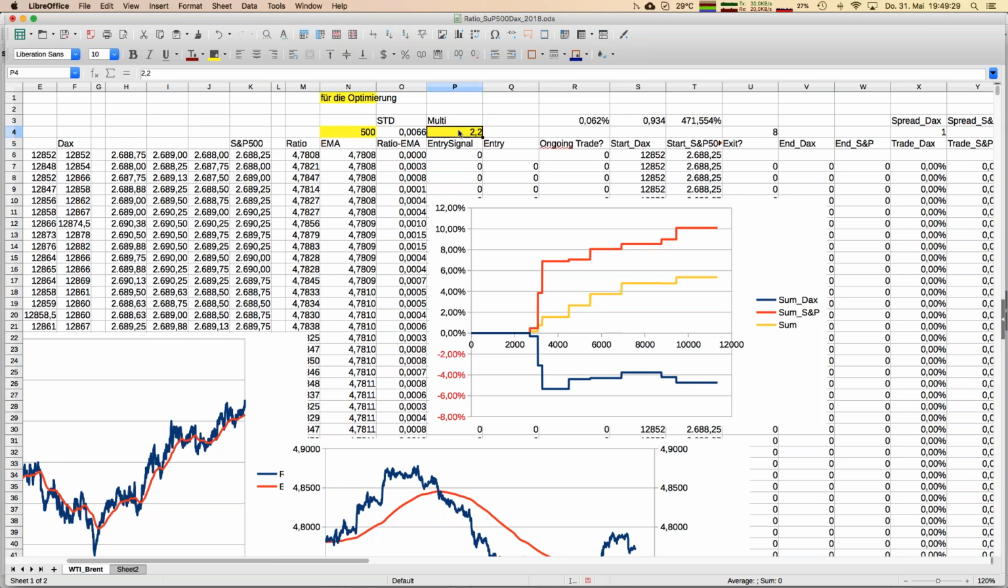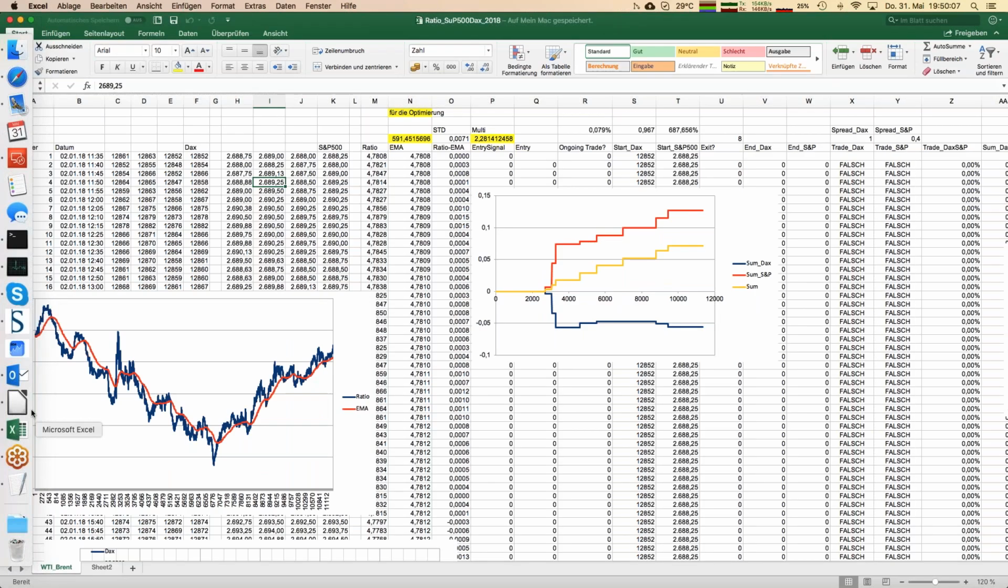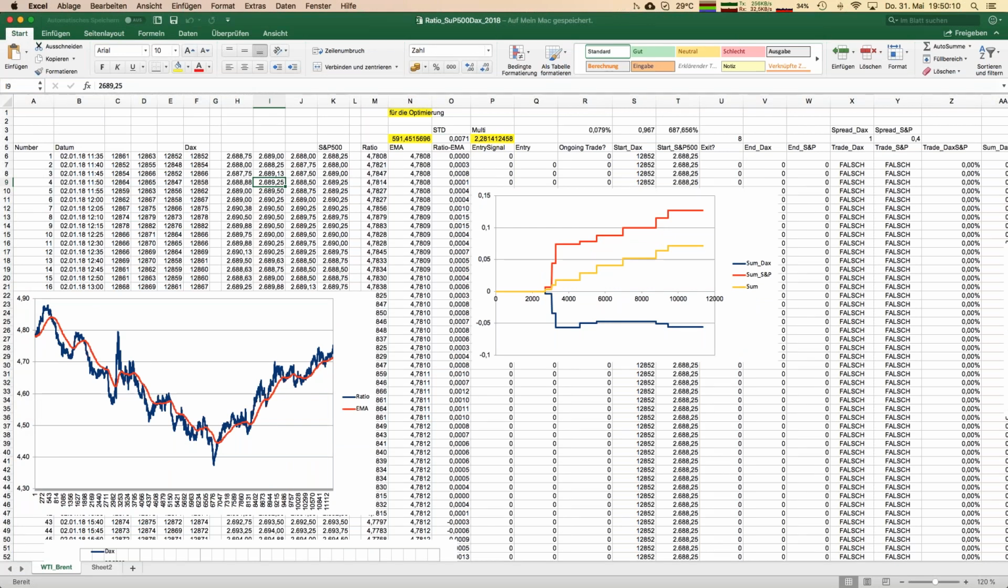We can change the EMA, we can change that multiplier, but what we can do as well is do it automatically. And that's what I want to share with you as well. Maybe just to mention, I always do everything in LibreOffice, which is an open source variant of Excel. But unfortunately, if you want to use that automatic optimization tool, you need to install Java, which I don't want to do, and therefore I go for Microsoft Excel. That's the only thing I do in Microsoft Excel.